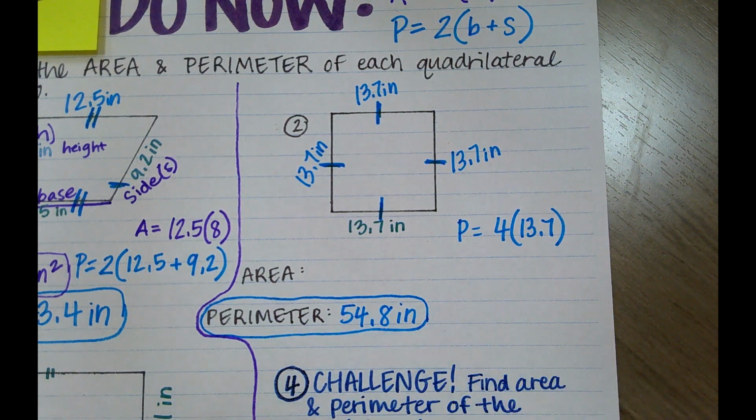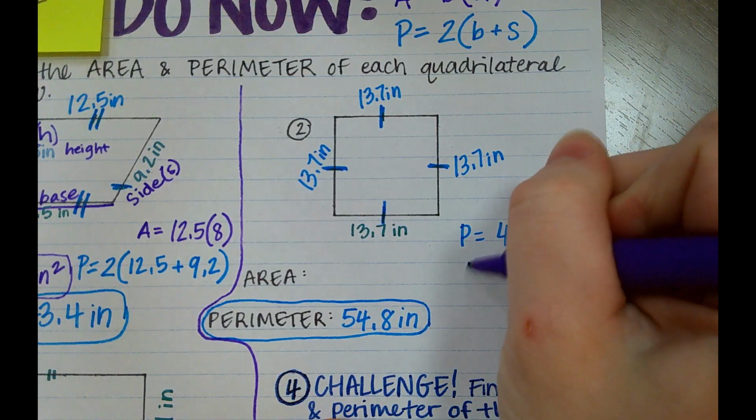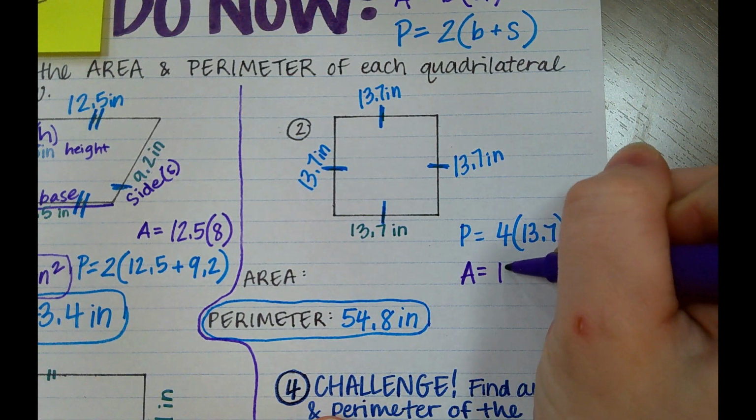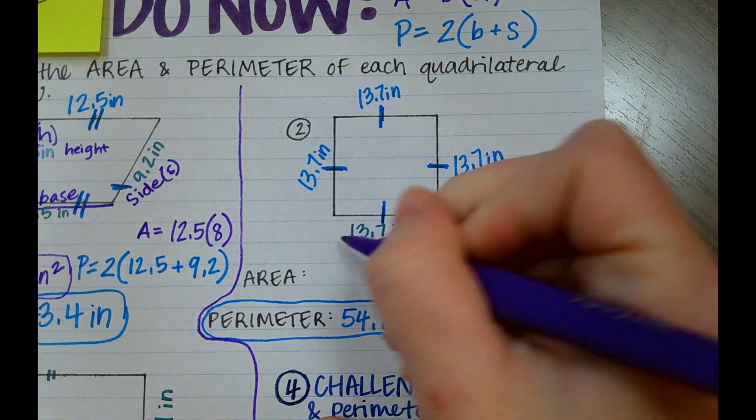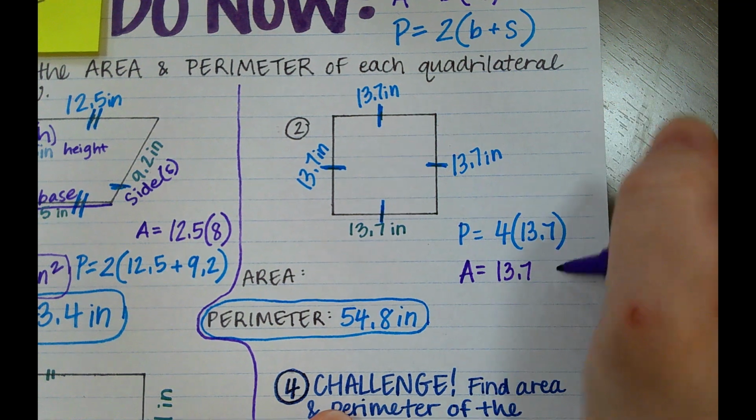Awesome. Pretty cool. Now how about area? 13.7 times 13.7. Okay, 13.7 times 9. Hold on. Wait. Because that's our base and our height, right?